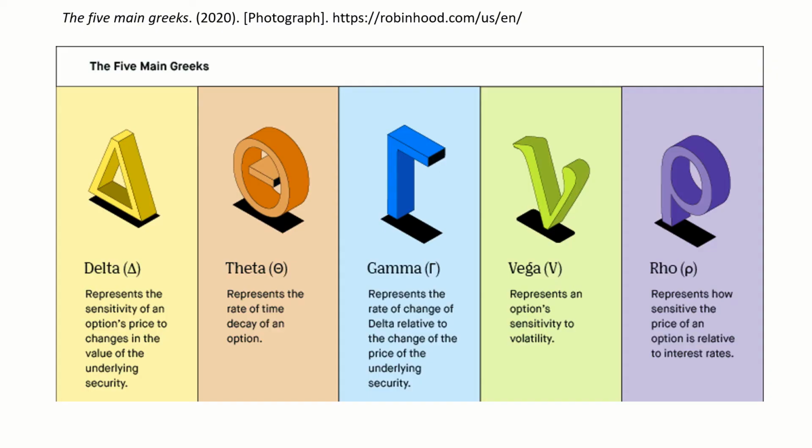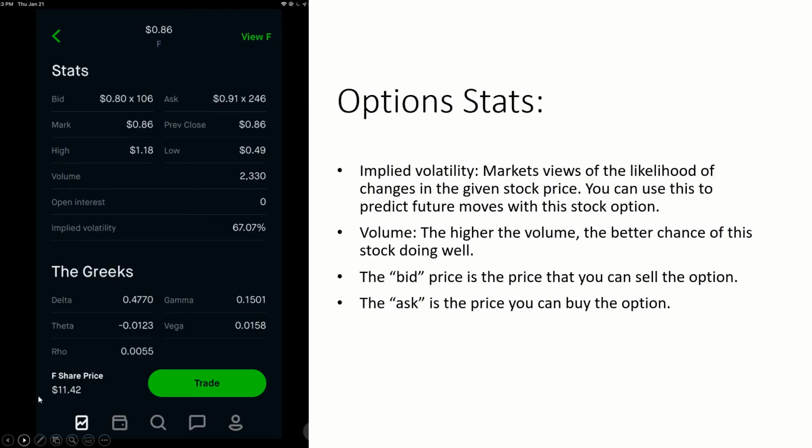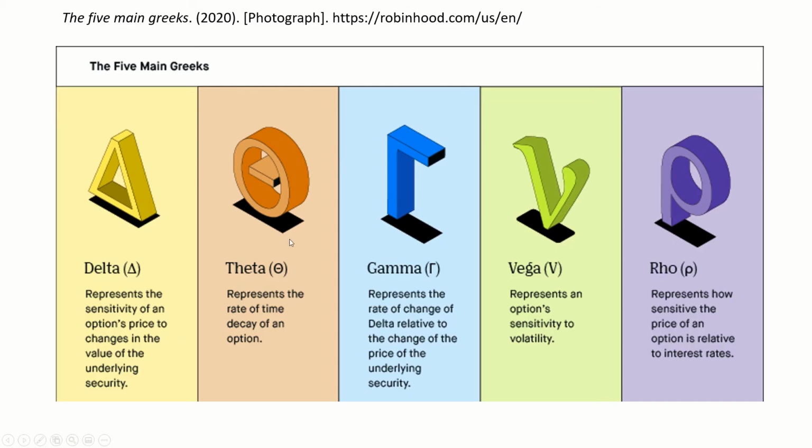So as you can see, this is the 5 main Greeks. As you can see in the previous slide, here are the Greeks right here: Delta, Theta, Rho, if I'm saying that correctly, Gamma, and Vega, if I'm saying these correctly. In this slide, you could look over this. I'll sit on here for a second. But each of these represents something.